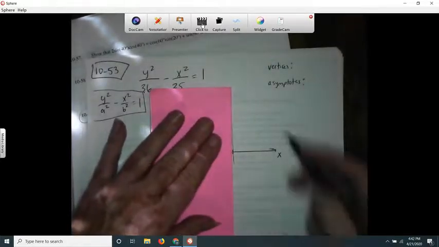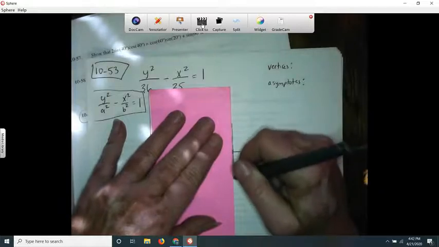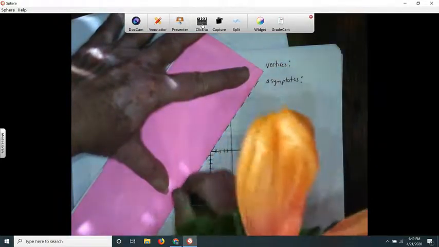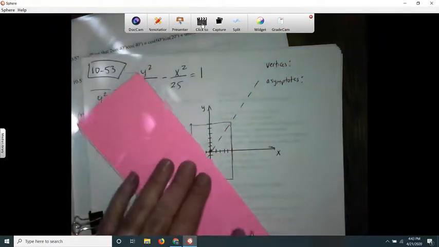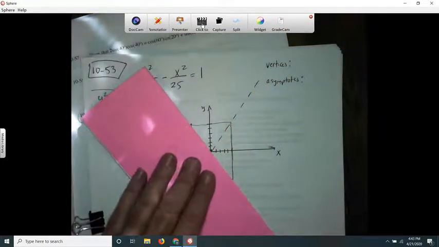The box is actually not really part of the graph, and I could have done it with dotted lines. Here's some asymptotes. They go through the center, and they go through the two corners of the box that you draw. Again, the dimensions of the box come from a and b.